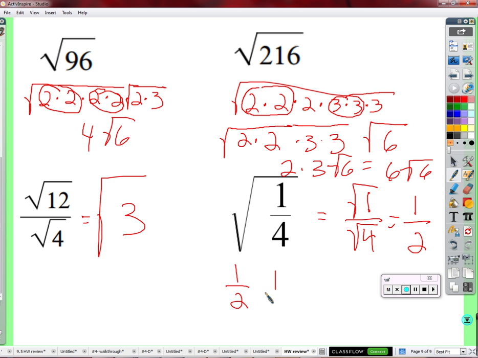Not too surprised. 1/2 times 1/2. Multiply straight across? 1/4. Okay.